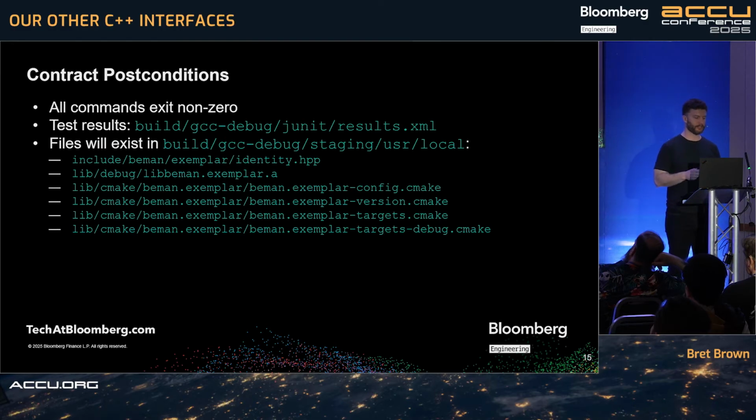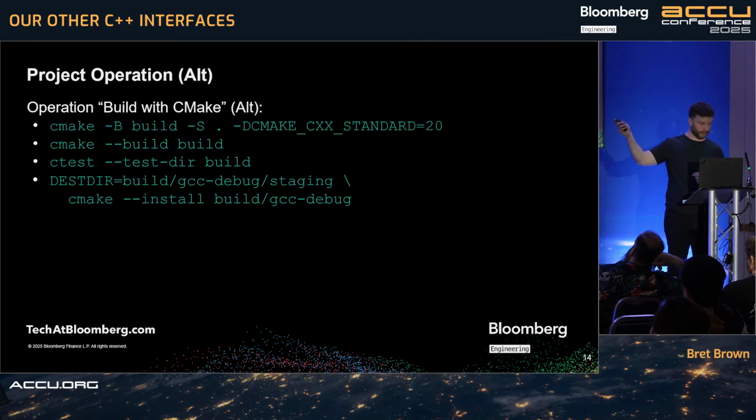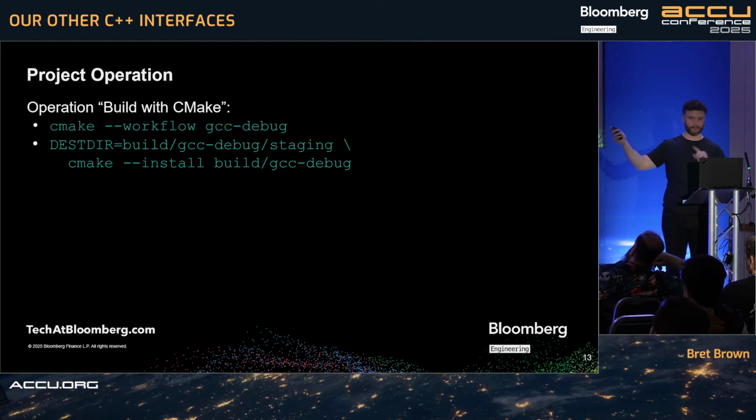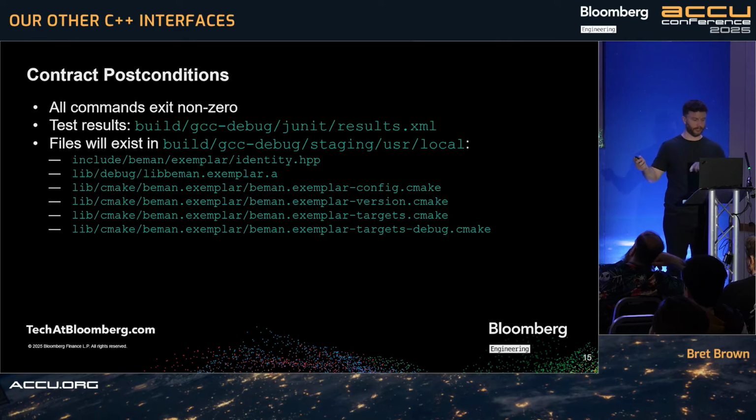And then the postconditions should not be surprising. Everything should exit zero. Your test results are in the test result file. Well, I didn't mention that, did I? Well, I didn't actually put that in there. But there's a flag that I left out in this slide that will tell you that you get an XUnit, JUnit style output from CMake. That's baked into CMake, by the way, so that's not something we added in.